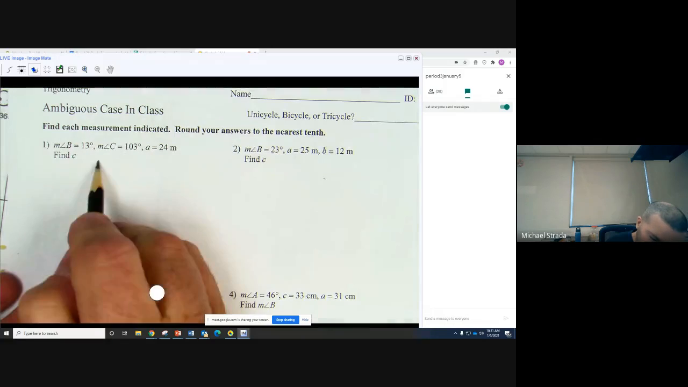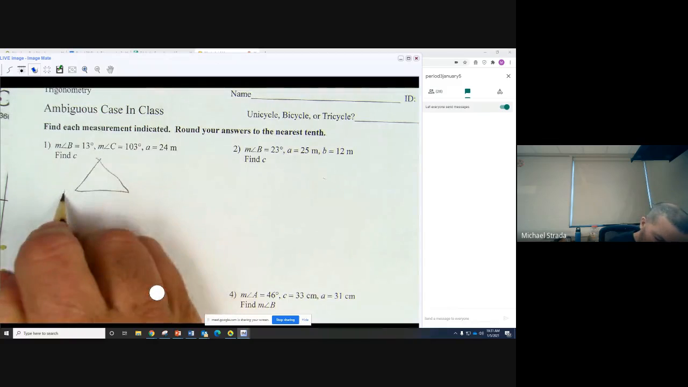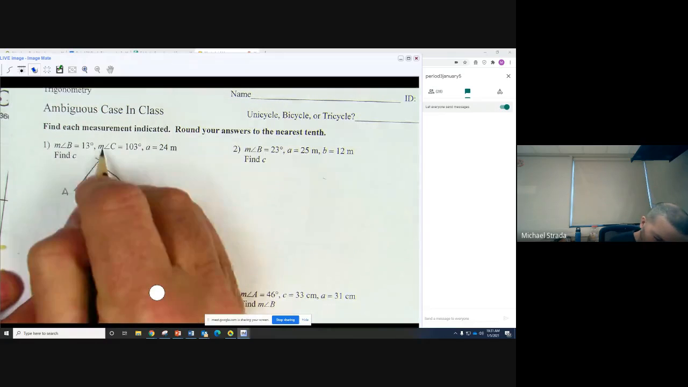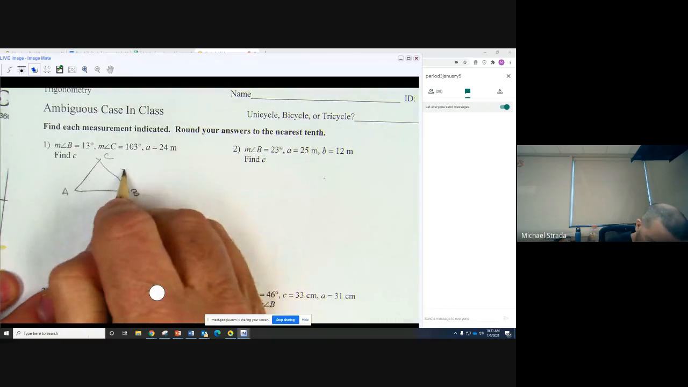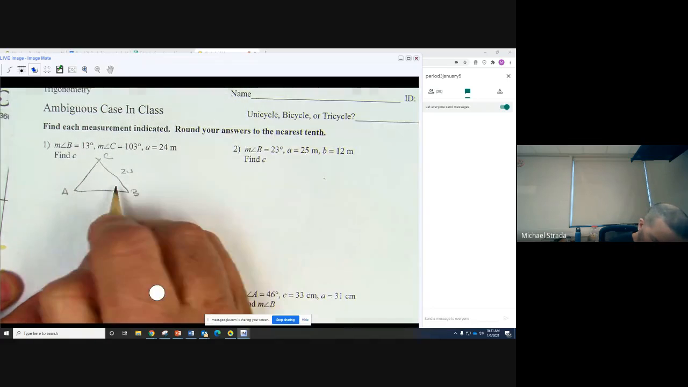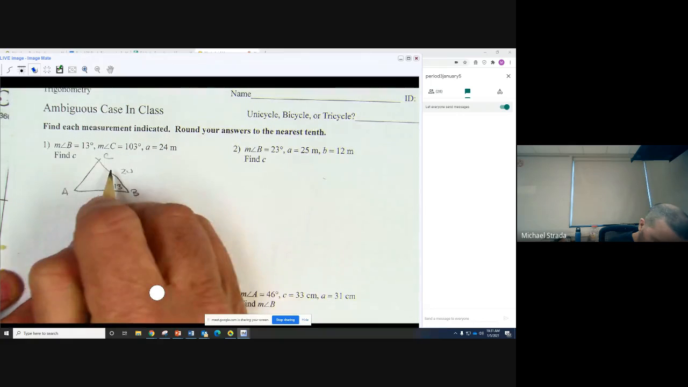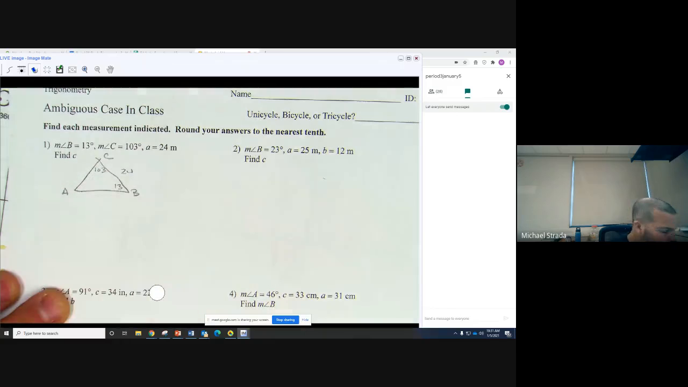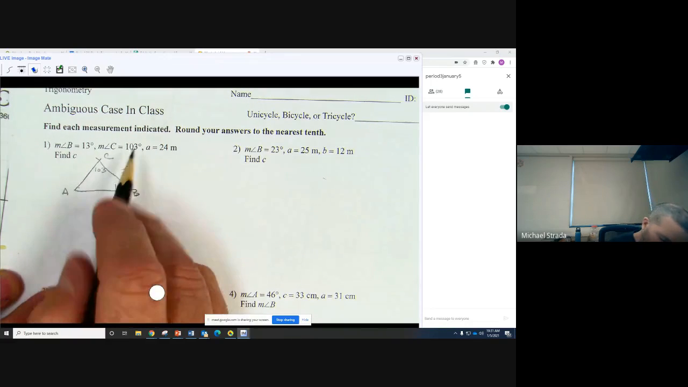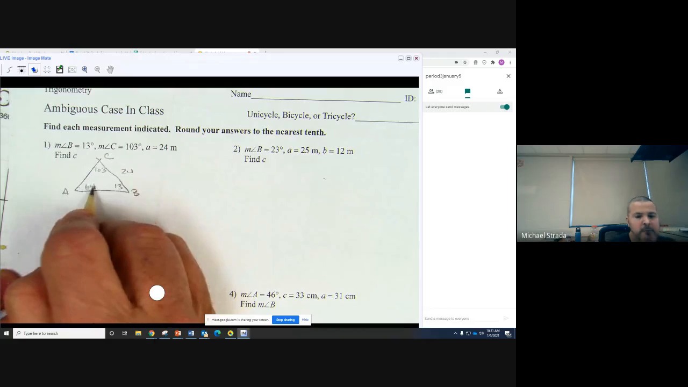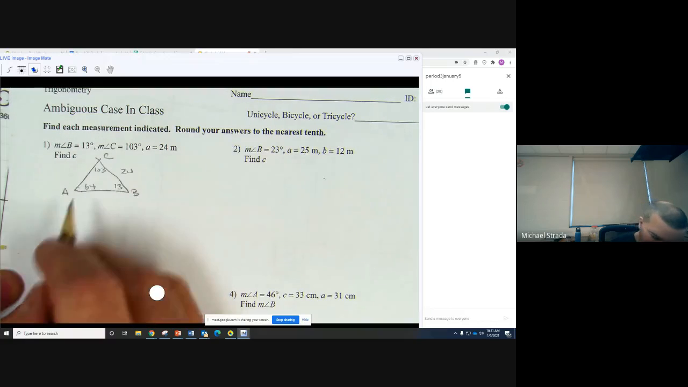When I draw it out real quick, A, B, and C, okay? Little a is the 24, capital B is the 13 degrees, C is the 103. To get A, I would add the 2 and subtract from 180, and I get 64. That enables you to do law of sines.